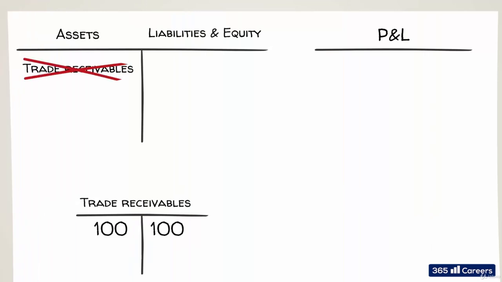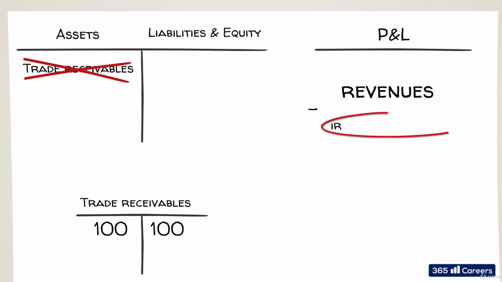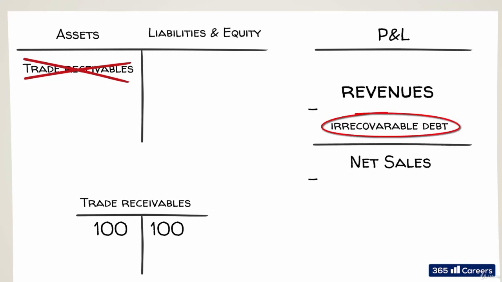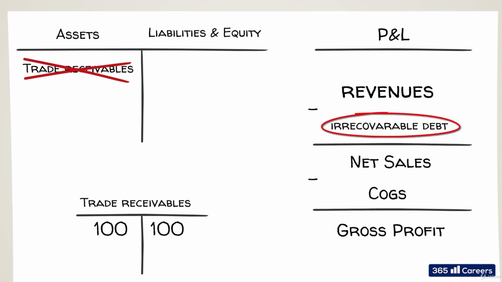So, what we must register accounting-wise is the following. Show that the trade receivable we were expecting is not to be expected anymore by crediting trade receivables with the amount of the irrecoverable debt. And add a cost line for irrecoverable debt, which will offset the revenues we've registered but have not collected.